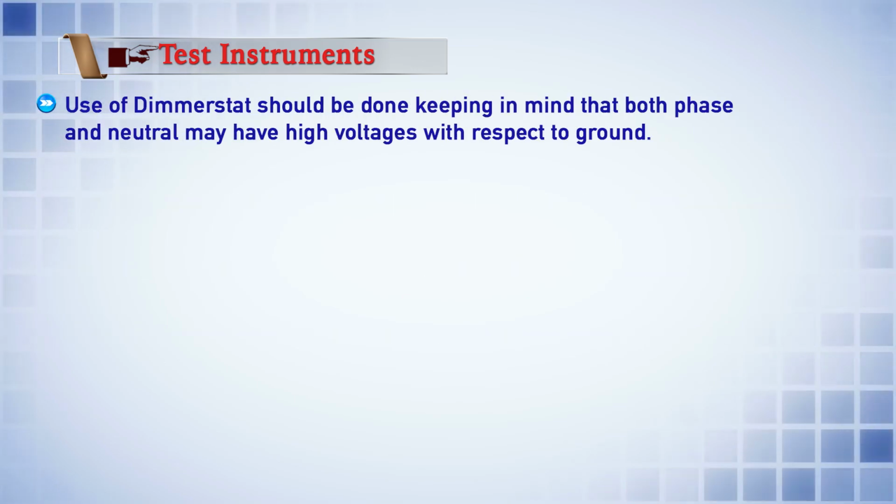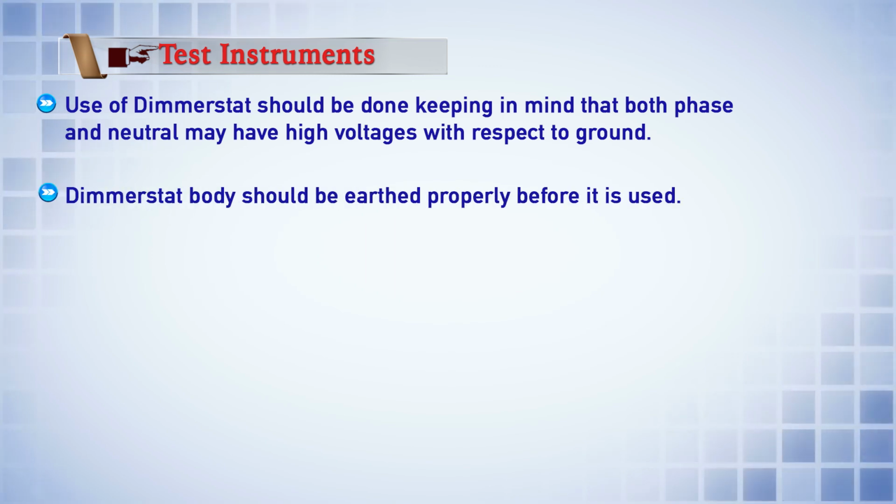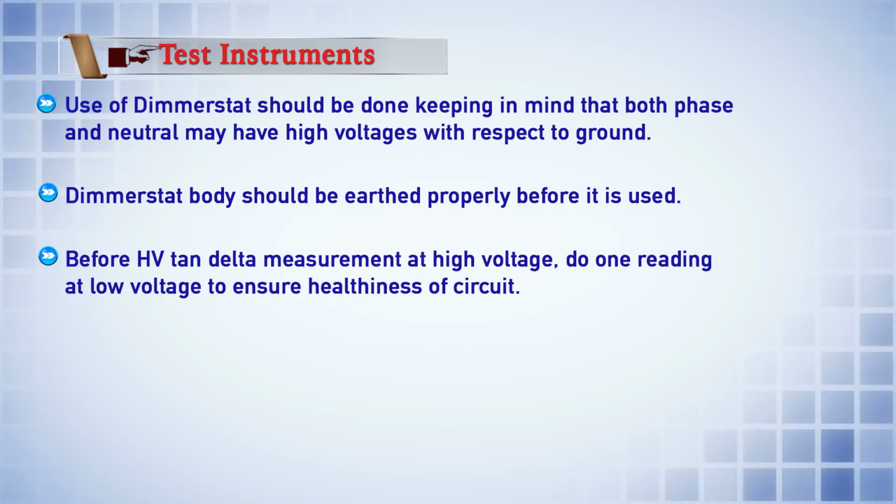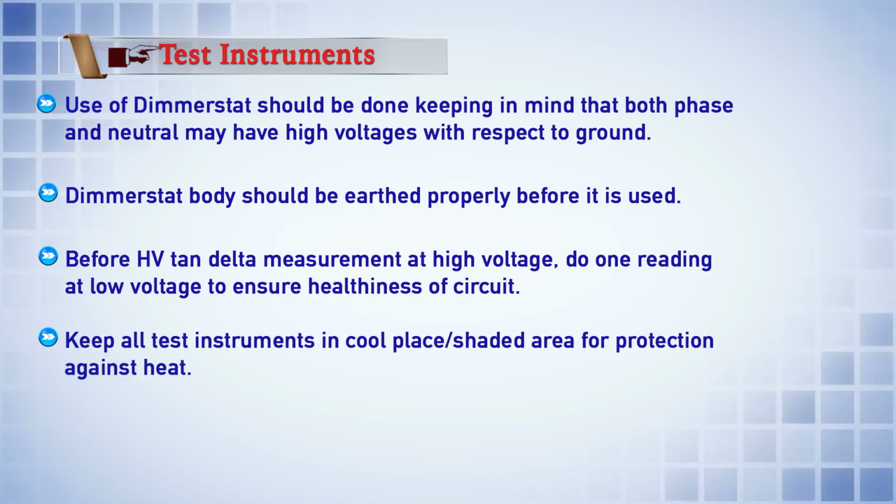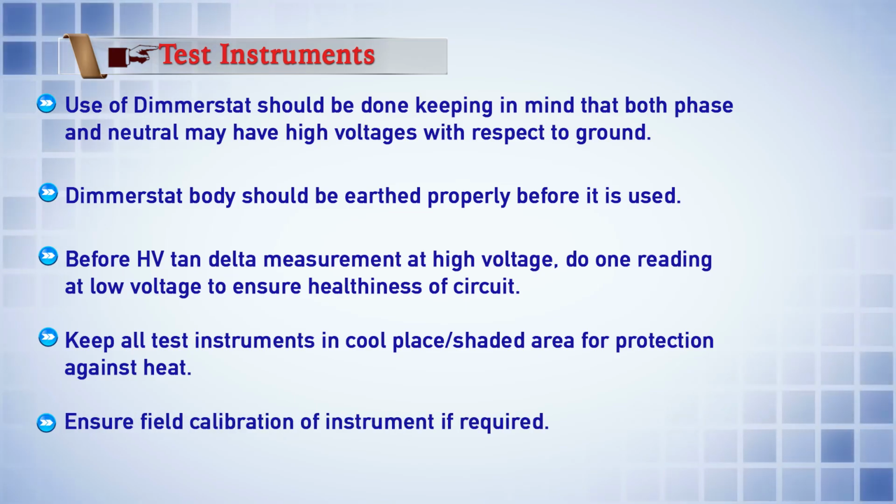Next, use of a Variac (dimmerstat) should be done keeping in mind that both phase and neutral may have high voltage with respect to ground. Next point is the dimmerstat body should be earthed properly before it is used. Before a high voltage tan delta measurement, do one reading at low voltage to ensure healthiness of the circuit. Keep all test instruments in a cool place or shaded area for protection against heat. Ensure field calibration of the instrument if required.